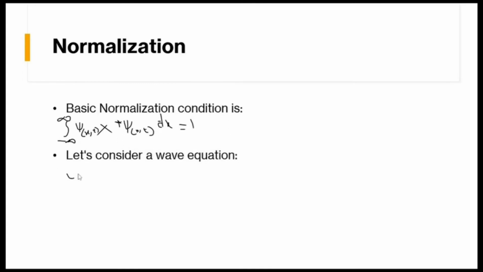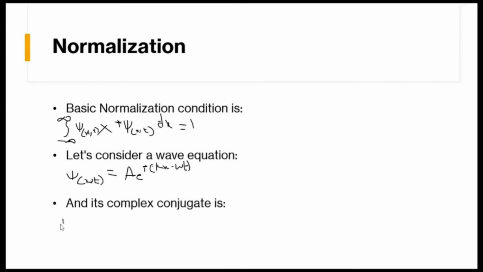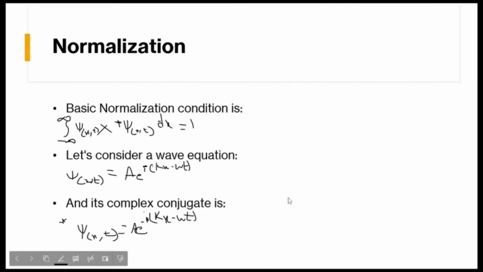Let's consider a wave function as an example. Let psi(x,t) equal A e to the power i(kx minus omega t). Let's consider this wave equation, and its complex conjugate would be psi*(x,t) equals A e to the power minus i(kx minus omega t). This is the complex conjugate.